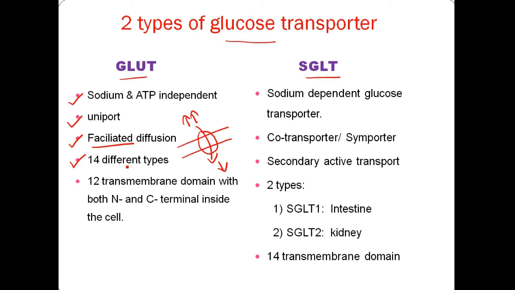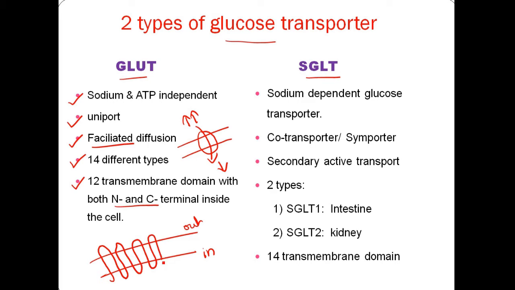Next, there are 14 different types of GLUT which are present in the cell membrane. All are integral membrane proteins and they consist of 12 transmembrane domains with both N and C terminal towards the cytoplasm of the cell. Suppose this is the cell membrane, this is the outside of the cell and this is the inside, then this GLUT will pass the cell membrane 12 times and both N and C terminal will be present inside the cell.